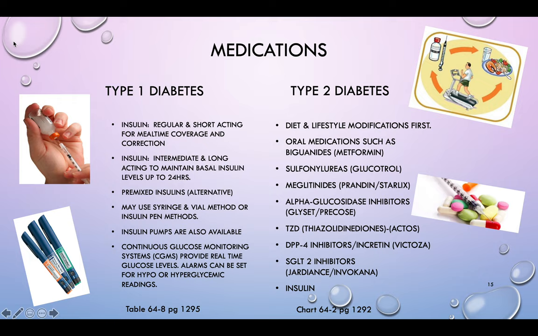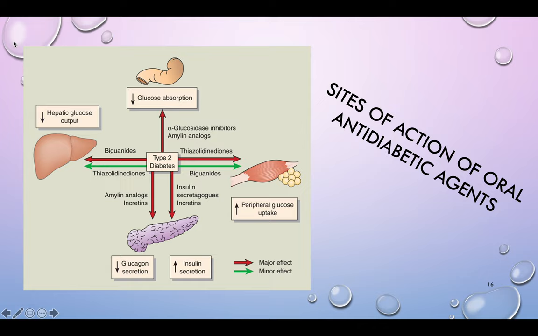So this next slide shows you how different drugs act on different parts of the body. And so you may have more than just one medication. You know, you could have a combination. For example, sometimes they give metformin and a sulfonylurea. So do you get low blood sugar from metformin? No, you get your low blood sugar from your sulfonylurea. So biguanides, or metformin, does not cause low blood sugar.